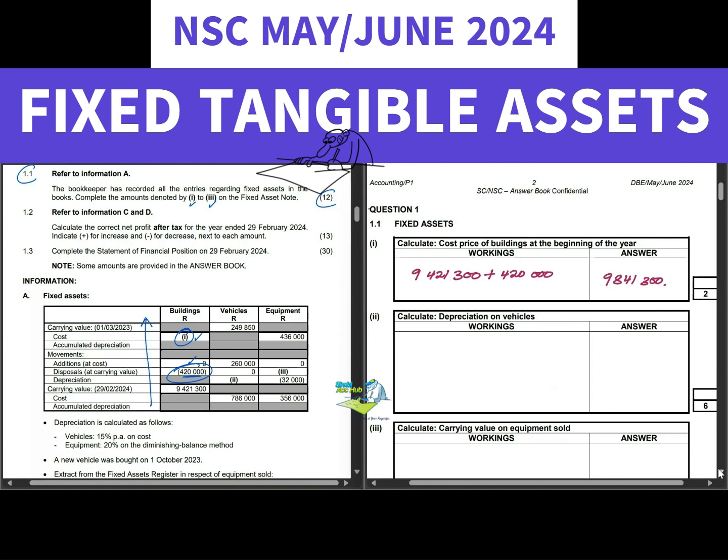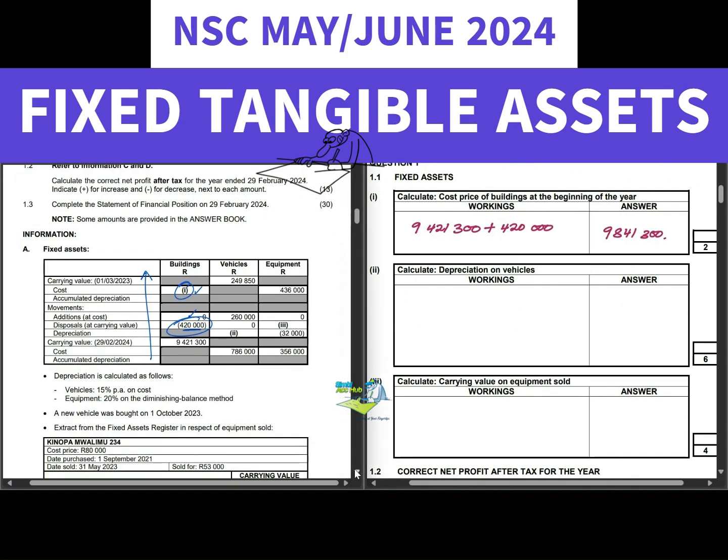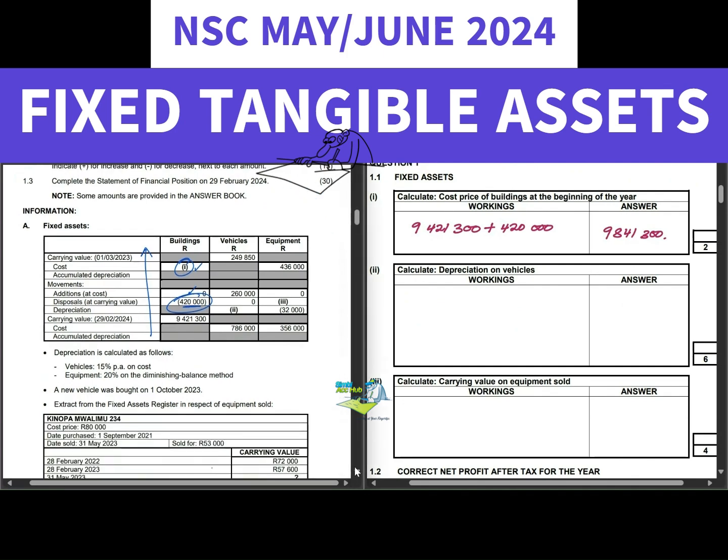Number 2 says calculate depreciation on vehicles. Depreciation is calculated as follows: vehicles at 15% per annum on cost. And when I come to my vehicles here, I see that I have additions. That means this is new, and now I have the cost at the end, which is my 786.